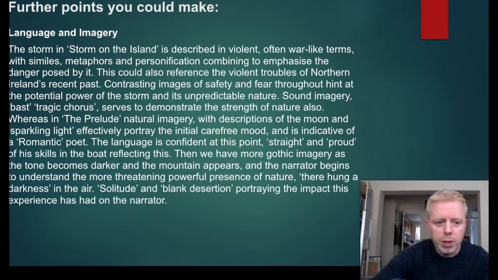Next point you can make, or the final point you can make, language and imagery. Remember, language, form and structure. So I've covered the 3 main areas that you'll need to cover.